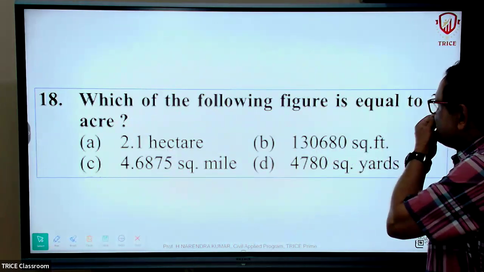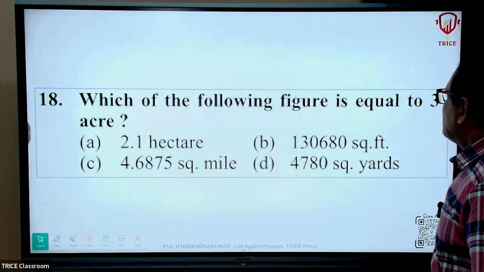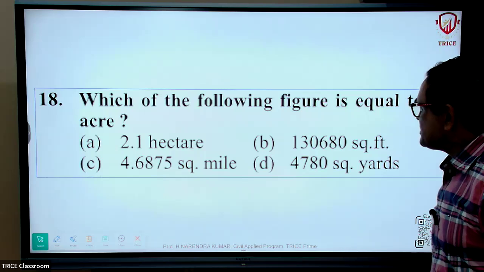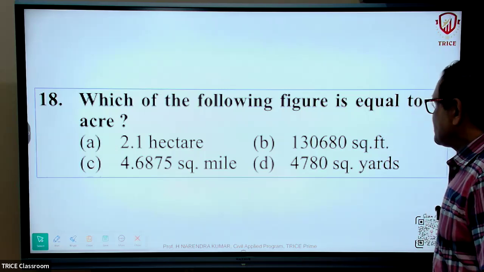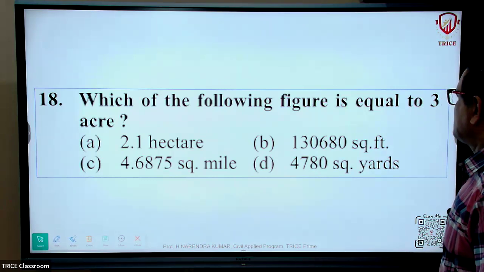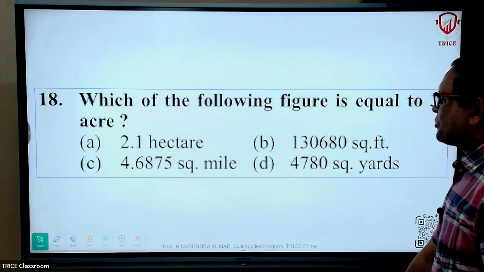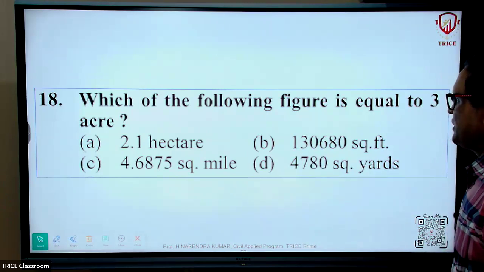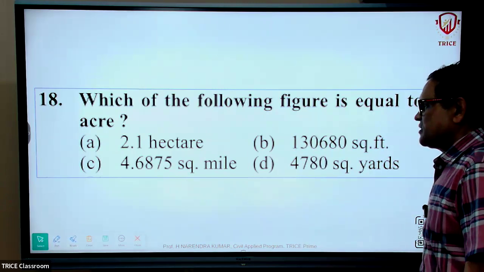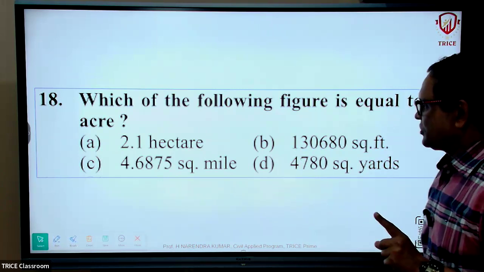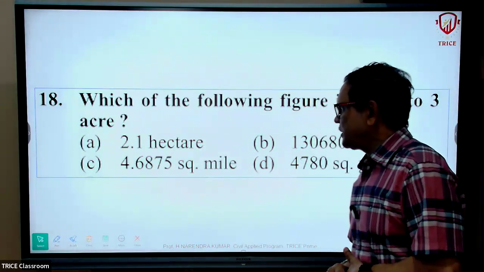Which of the following figures is equal to 3 acre? This is a wonderful question. While solving this, I thought it was an excellent question. First of all, while solving this type of question, we need to eliminate. But we need to remember a few things here. 3 acre is there. So the first answer is 2.1 hectare.